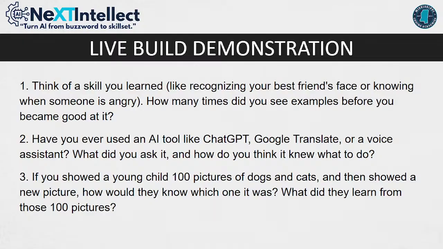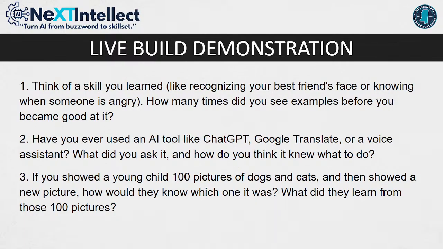Have you ever used an AI tool like ChatGPT, Google Translate, or a voice assistant? What did you ask it, and how do you think it knew what to do? So, like Siri or Alexa, it might have been as simple as "play me a summer playlist," right? Using Spotify, so it could go directly to your Spotify account. Maybe it uses the DJ AI feature in Spotify, putting together a curated list for you. And then with that output, by skipping stuff you don't like, if there's repeats, and giving feedback back to it, you could improve that process to have something more tailored to you.